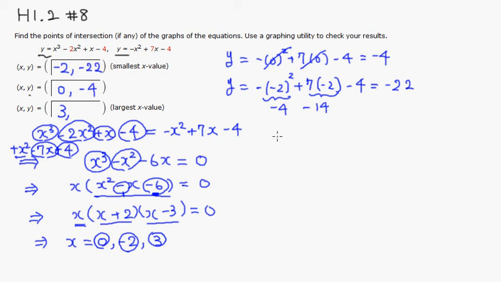Then we just have to do one more. What if x equals 3? It's negative 3 squared plus 7 times 3 minus 4. Negative 9, and 7 times 3 is 21. Negative 9 and negative 4 is negative 13, so 21 minus 13 is positive 8. So that's how you get those 3 points of intersection. I hope this was clear.